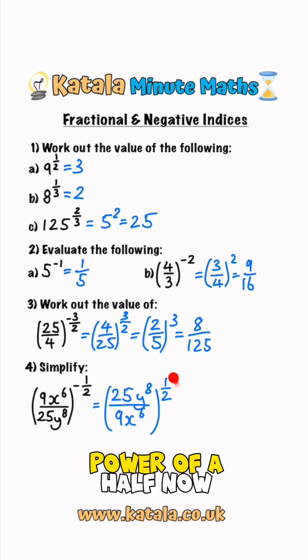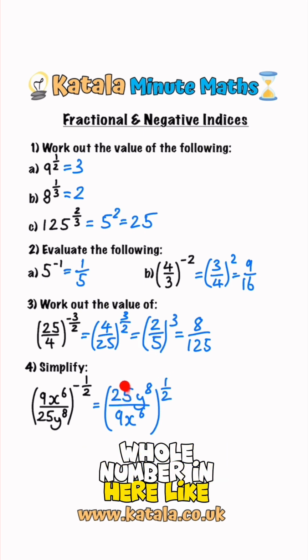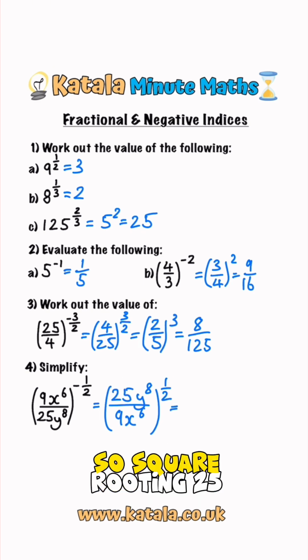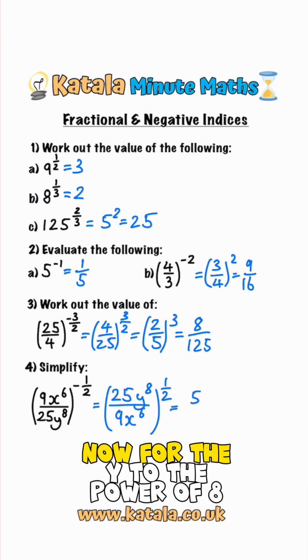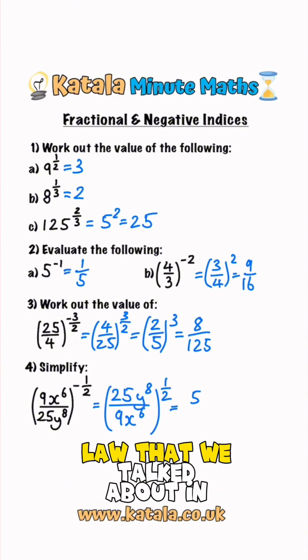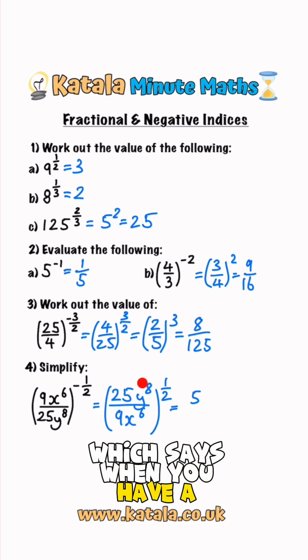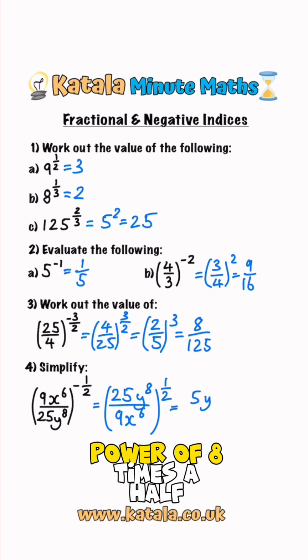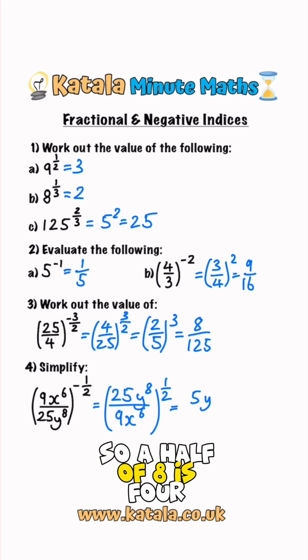Now we've got to deal with this power of a half. Now when you're dealing with a whole number in here like 25, we think about this half as square rooting the number. So square rooting 25, we're just going to get 5. Now for the y to the power of 8 to the power of a half, we just recall the index law that we talked about in the previous video, which says when you have a power raised to a power, you times them together. So that's going to be y to the power of 8 times a half, so a half of 8 is 4.